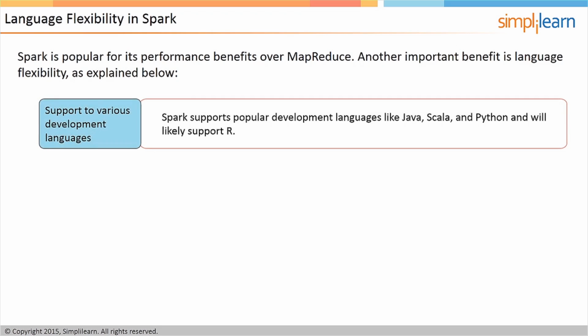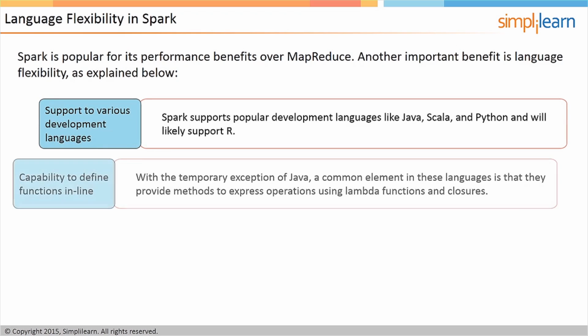Spark provides support for various development languages like Java, Scala, and Python, and will likely support R. In addition, it has the capability to define functions inline. With the temporary exception of Java, a common element in these languages is that they provide methods for expressing operations using lambda functions and closures. Using closures, you can use the application core logic to define the functions inline, which helps to create easy-to-comprehend code and preserve application flow.